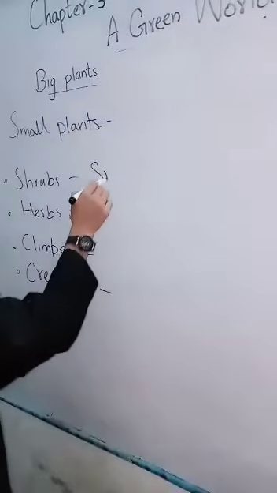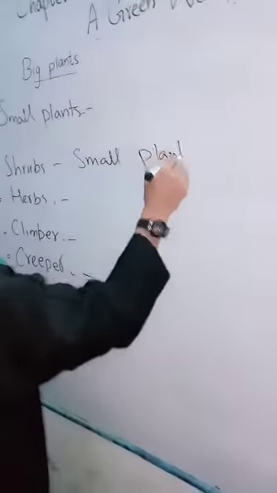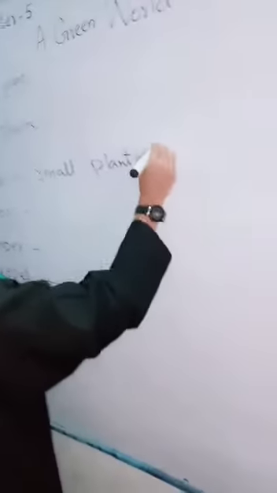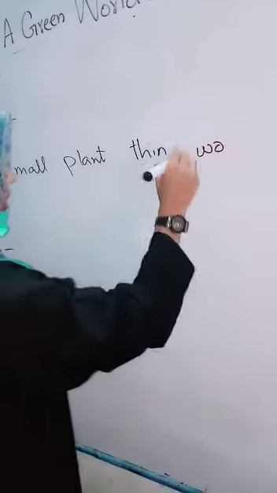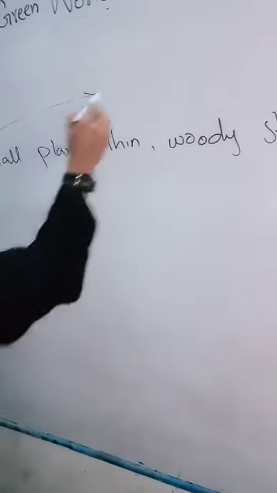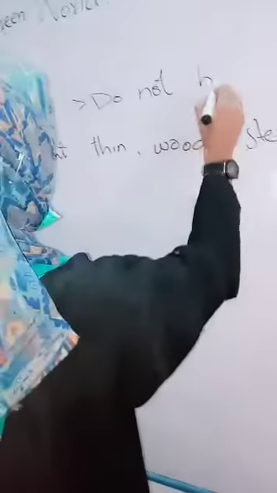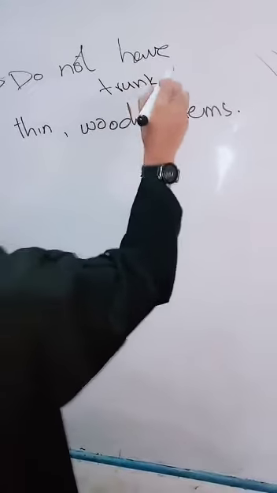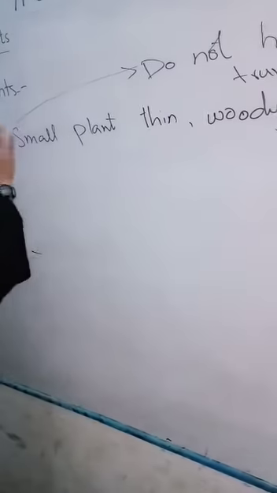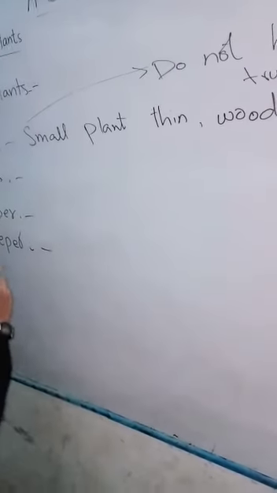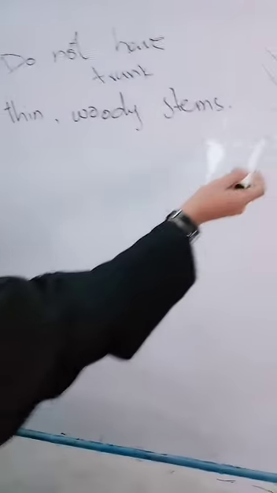Shrubs are small plants with thin and woody stems. Their stems start from near the ground. They do not have a trunk. They have many thin but strong and woody stems. The stems grow from near the ground.